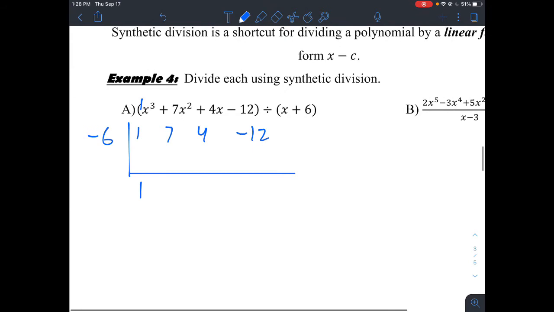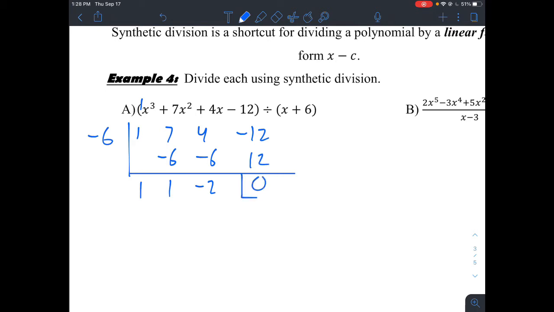Bring down the first number, so that's 1. And then it's basically multiply, add, multiply, add, multiply, add until you're done. So 1 times negative 6 is negative 6. Add those together, you get 1. 1 times negative 6 is negative 6. Add those together, you get negative 2. Negative 2 times negative 6 is 12. Add those together and you get 0.